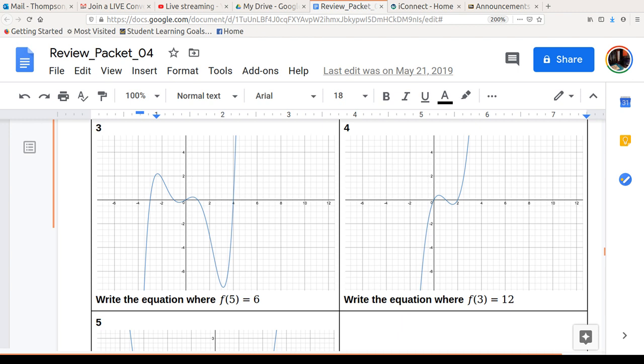The method makes sense from what we've learned about roots. And the key to any of these things is whenever you have data and you want to get a polynomial out of it, you need one more piece of data than the degree of your polynomial.